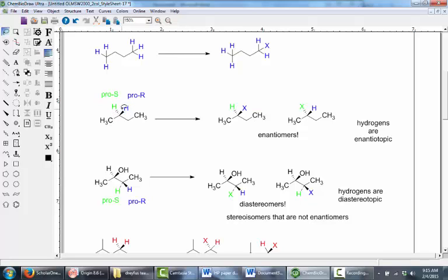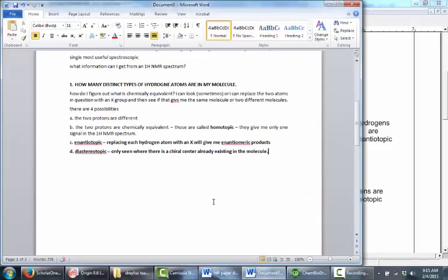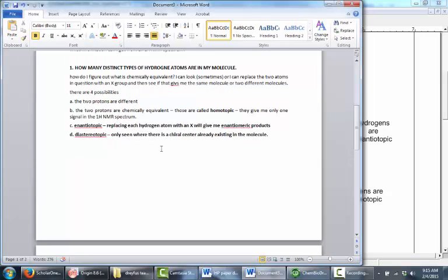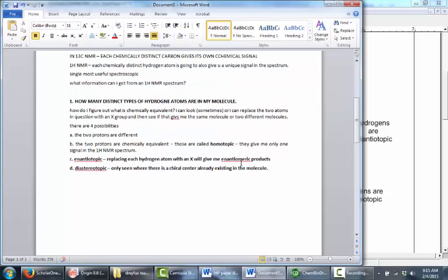So these two H's are called a pro-S hydrogen and a pro-R hydrogen. That means if you replace this pro-S H, that gives me an S-configured chiral center, and if you replace this pro-R H, that gives me an R-configured chiral center. So the two hydrogen atoms that I'm talking about now, this pro-R and this pro-S one, are called enantiotopic hydrogen atoms. So that's my third option for whether my hydrogen atoms are chemically equivalent.